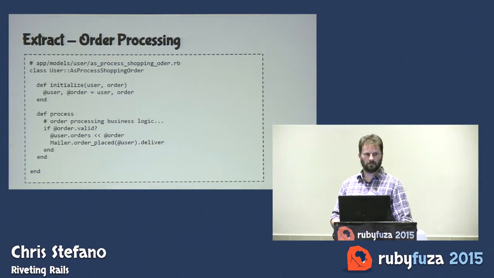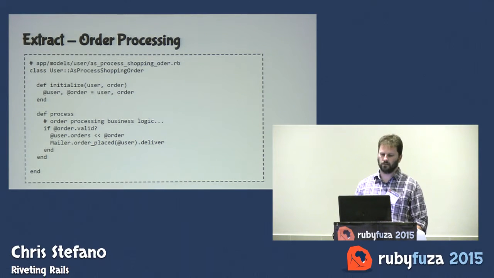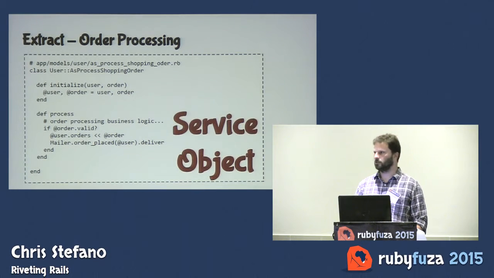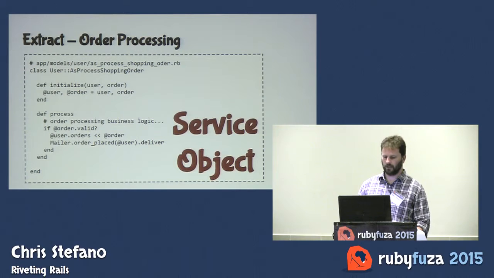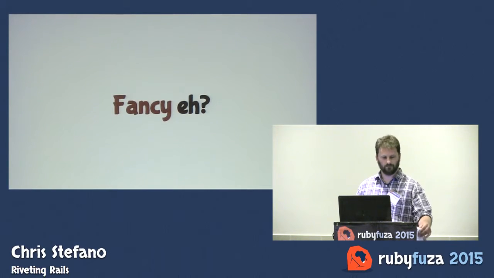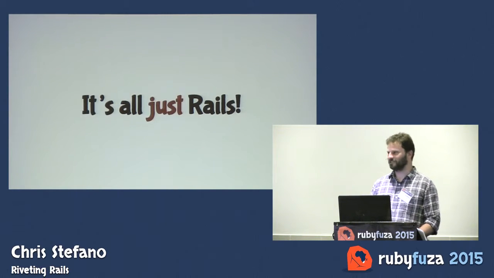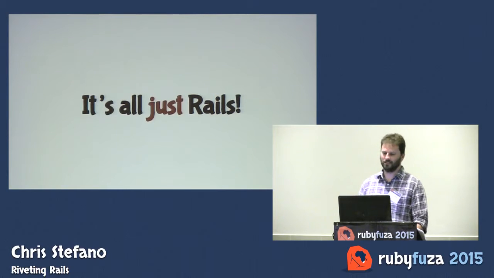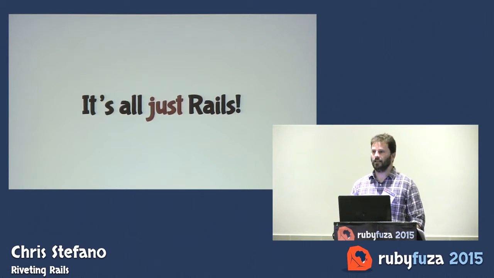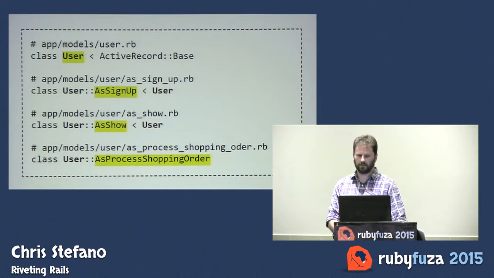Next, looking at some of the business logic in this model, I extracted out the order processing logic into a kind of service object with an initializer which takes the user and the order and then performs the logic. And I thought that was pretty fancy. And it's all just Rails. I haven't introduced any special base classes or any gems that introduce that functionality. It's really just simply moving things around a little bit.